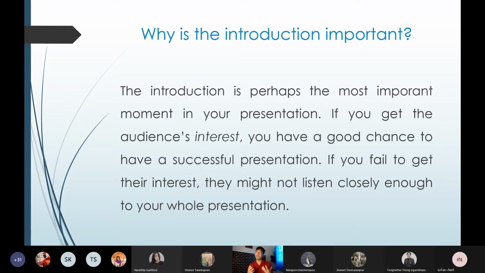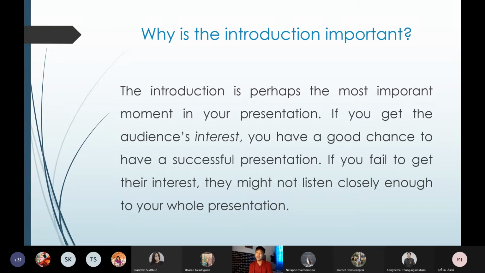Basically it's what we call first impression. You know what first impression means. It is the first thing that they will look at, that they will listen to in your presentation. So it's very important, so that they say, oh, the presentation is good, the introduction is good, the first part is good, okay, I will listen to the whole presentation.